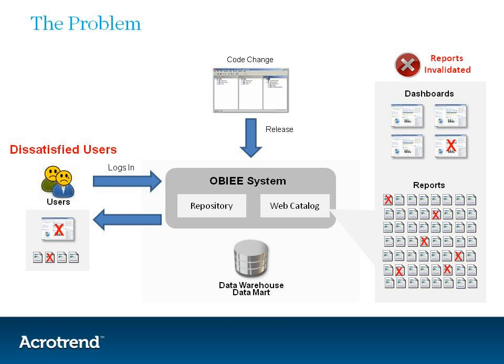So we see that what happens is a code release goes into an OBIE system and a bunch of the user-defined reports are invalidated by that because something in the repository or the data warehouse that they relied on has changed. So after the code release has gone in, the users go in, they run their reports, they find that some of them aren't working, and they get unhappy and they call the help desk.